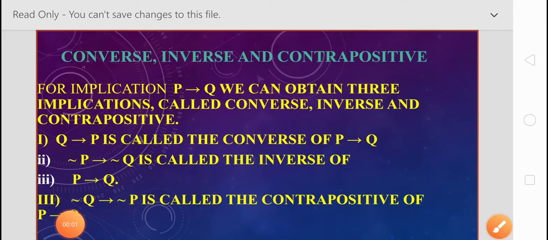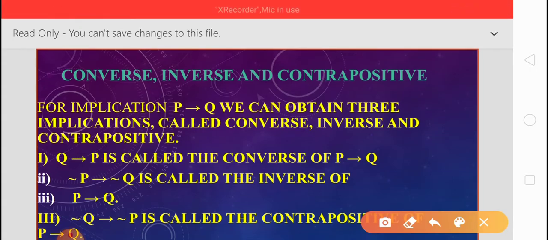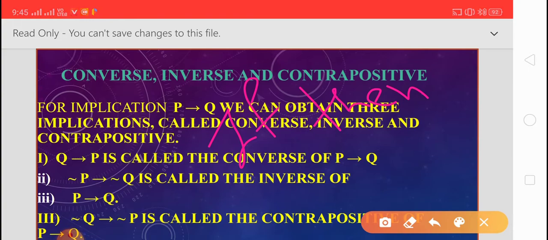Hello friends. In the last lecture we learned about negation of some connectives, and today we are going to learn about converse, inverse and contrapositive for the connective implication. We know if two statements are connected by using the word "if then", we use the logical connective P implies Q, and this is the symbol for this implication.